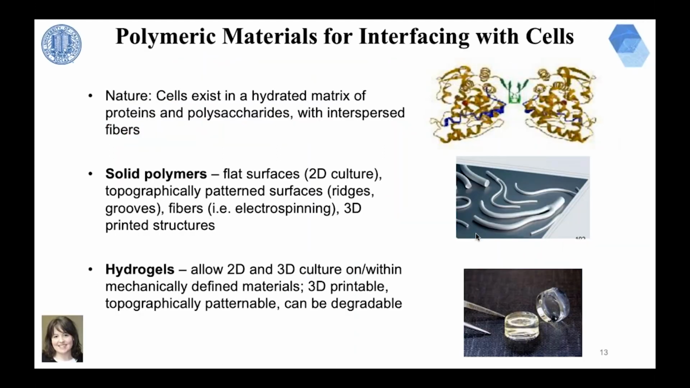So moving on, when we think about designing polymeric materials to interface with living systems, we can take inspiration from nature. In nature, cells live in the extracellular matrix, which is basically a hydrogel that is interspersed with polymeric fibers, typically collagen. A lot of implants are composed out of solid polymers, and these might be used as flat surfaces for cell culture, as fibers, as 3D printed structures, or as you can see on the right-hand side of the screen here, these are Teflon vascular grafts.